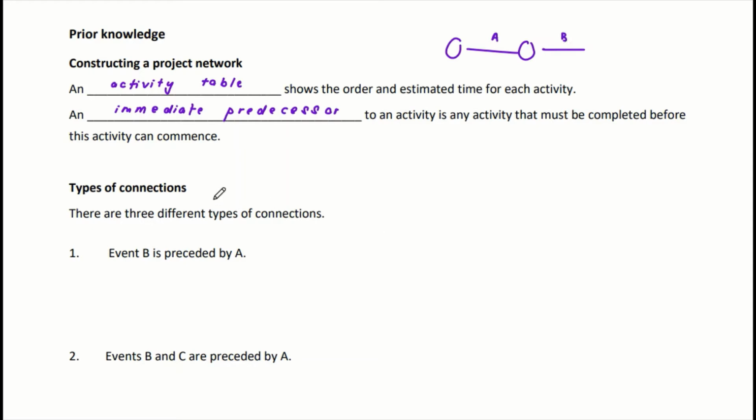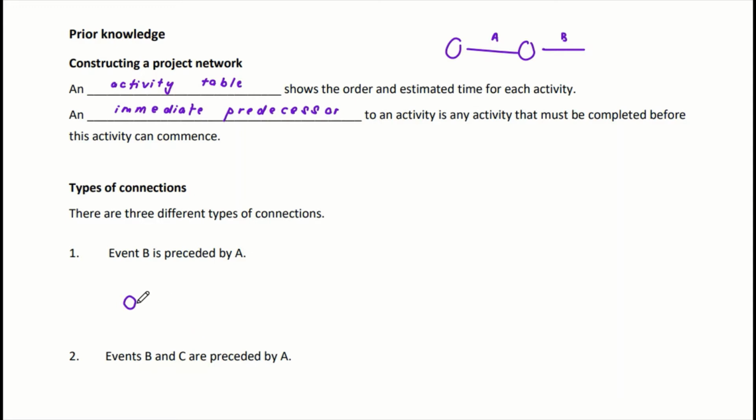These are some basic connections that you will need to know when you are constructing a project network. The first one is that you have one task having one immediate predecessor. For example, event B is preceded by A, which means that A comes before B. A is the immediate predecessor for event B. So A comes first, and we will need a vertex that indicates the starting point. This is our starting checkpoint.